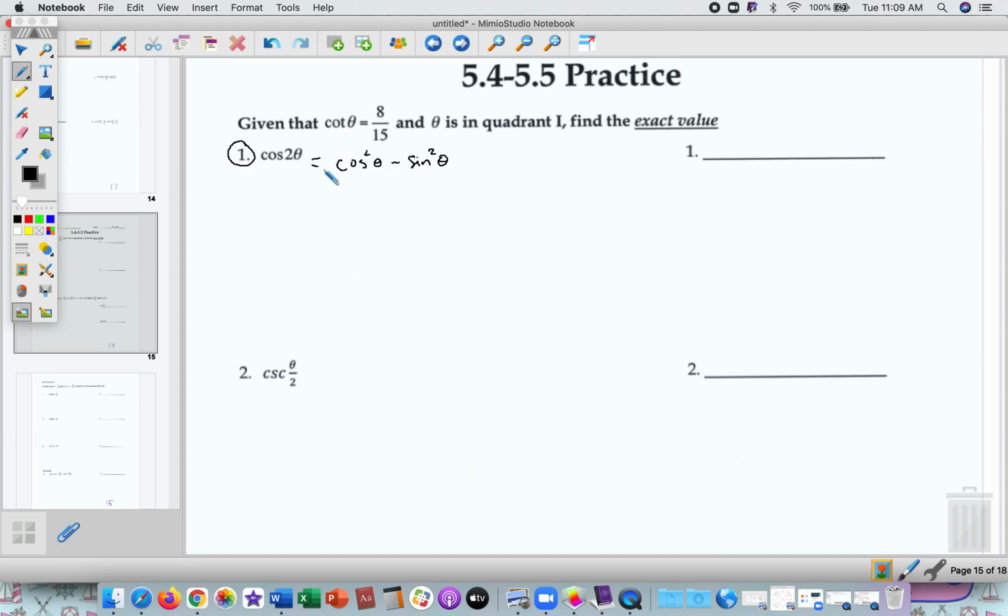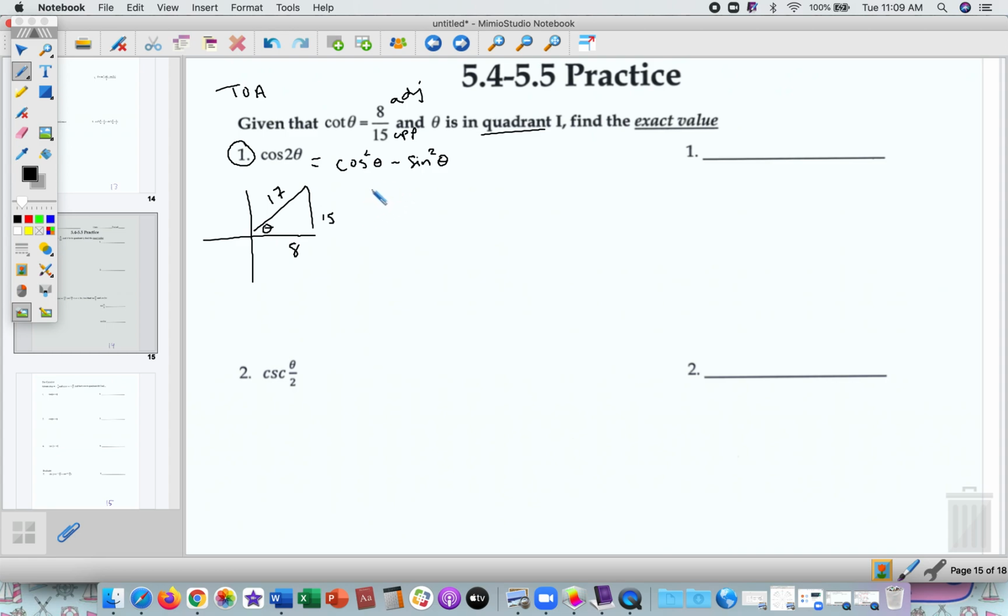Let's go and draw our picture. It says given cotan theta is 8/15 and theta is in quadrant 1, find the exact value. So let's draw what was given. Cotan, SOHCAHTOA TOA: if tan is opposite over adjacent, then cotan is adjacent over opposite. If we're looking at a triangle in quadrant 1, let's draw a triangle in quadrant 1. Our adjacent is 8, our opposite is 15, and if we do Pythagorean theorem, we'll get hypotenuse at 17. All should be positive because to the right is positive, up is positive, hypotenuse is also positive.